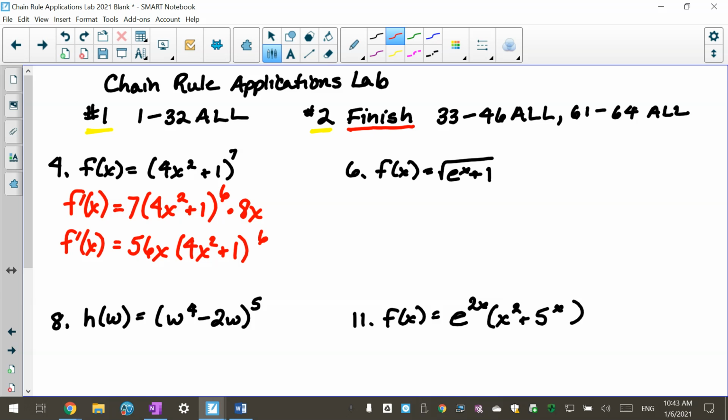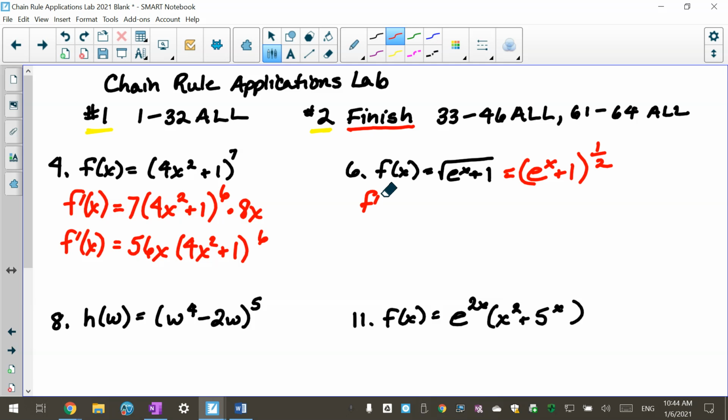Now they get a little more difficult, so we're going to go to 6. So 6, I have f of x equals radical of e to the x plus 1. So I put a radical in there. The first thing I did was rewrite this to the half power, because then that helps me realize how I'm going to do the derivative. And then I realize, oh, I can use the power rule. This is actually a power function as my outside function, or my mother.